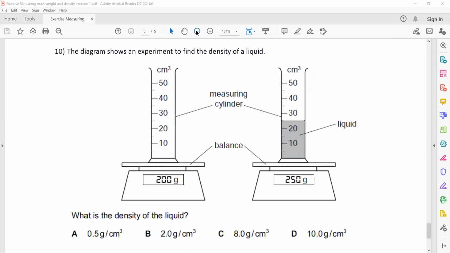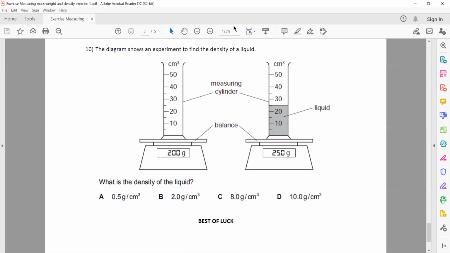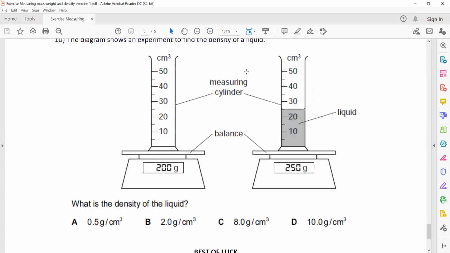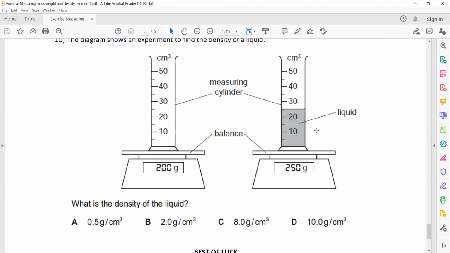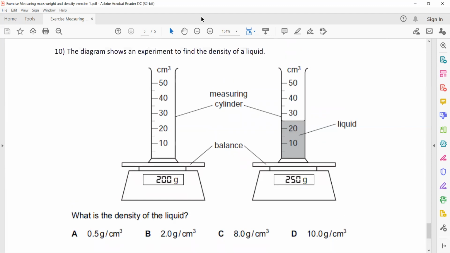Then the last question. The diagram shows an experiment to find the density of a liquid. What is the density of the liquid? So how to get the density of the liquid? We need the mass of the liquid. The mass of the container is 200 and the mass of container plus liquid is 250. So what is the mass of the liquid? The mass of the liquid will be 50 grams.